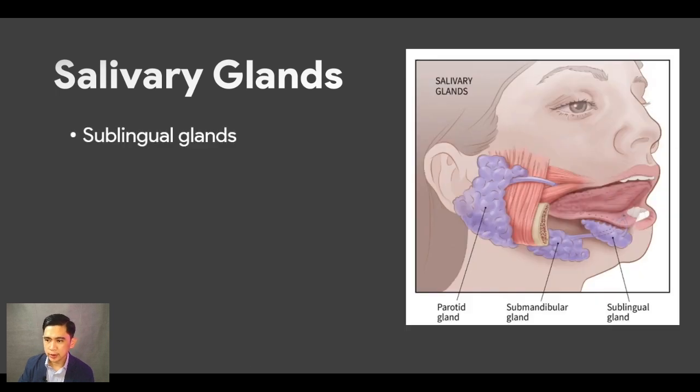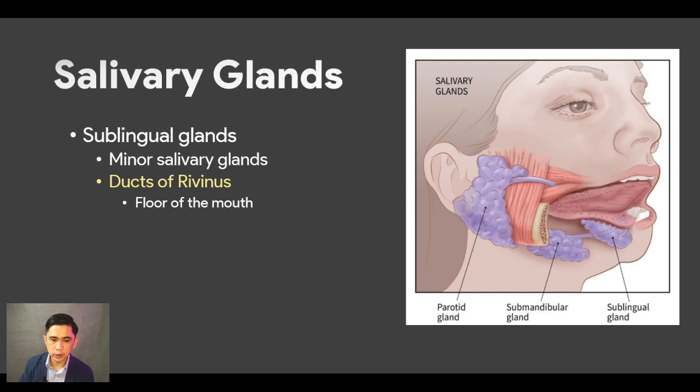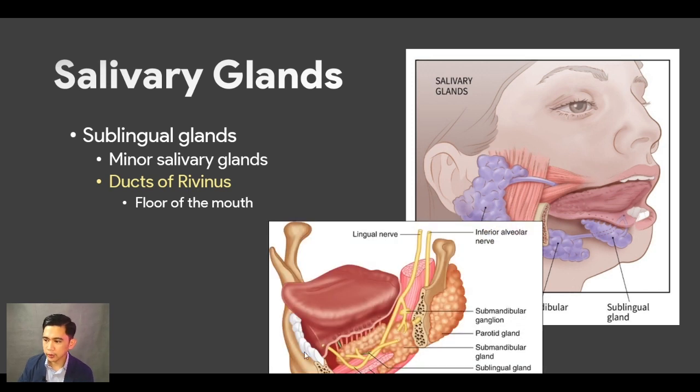And the last are the sublingual glands. Sublingual glands are saliva producing glands just underneath the tongue. These are minor salivary glands, and their ducts are called the ducts of Rivinus, which drain into the floor of the mouth. Notice they have several ducts draining underneath the tongue, and these are the ducts of Rivinus. Compared to the submandibular gland and the parotid gland, they have multiple openings.